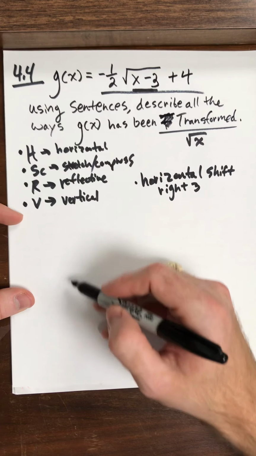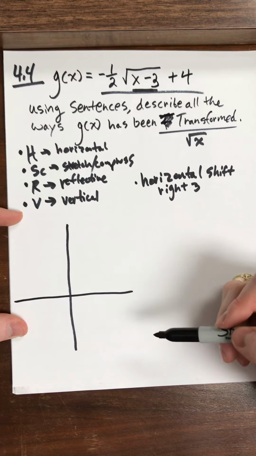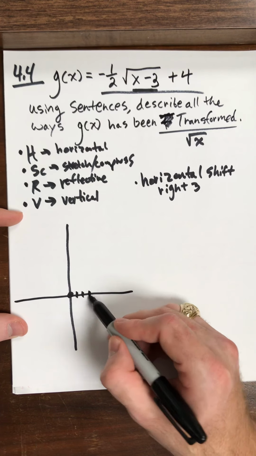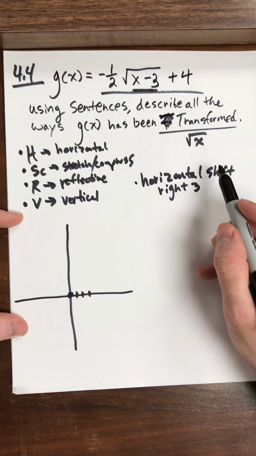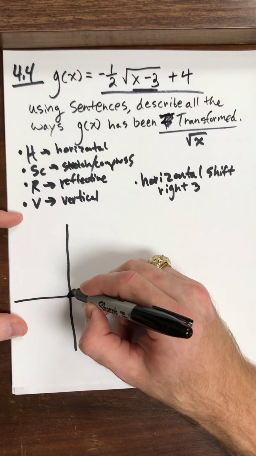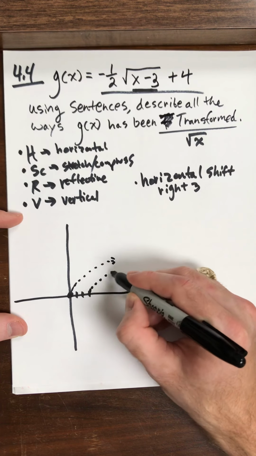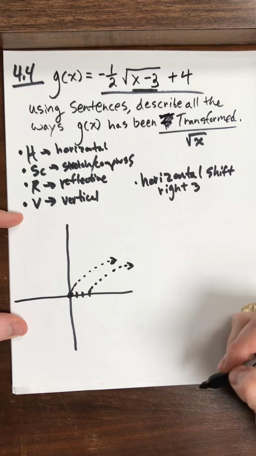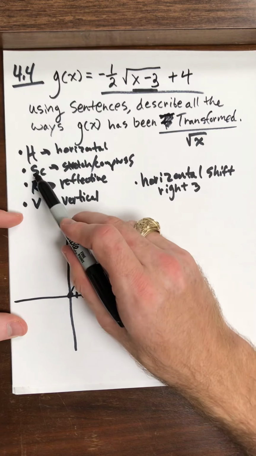So I take my graph here. So I've got my graph. And I start at the origin, but I'm going to shift horizontally 1, 2, 3. Okay. Now, originally, it looked like this. So I shifted it 3 units over, and now we look like that. Okay. So now what? What's next?